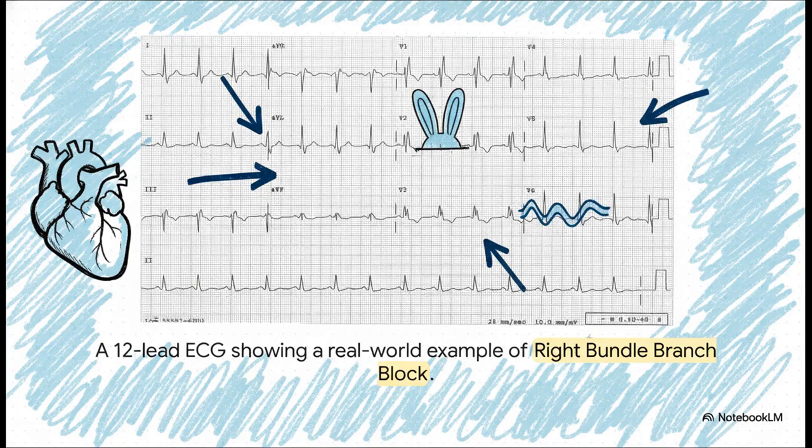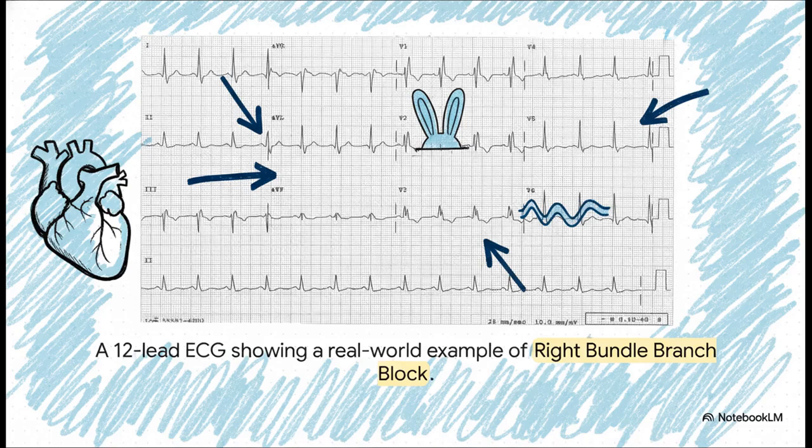All right, time to apply this to a real-world ECG. First things first, check the QRS width. Yep, definitely wider than 3 small squares. Now, let's find lead V1. And there it is. See it? That classic RSR prime pattern, what some people call the rabbit ears.